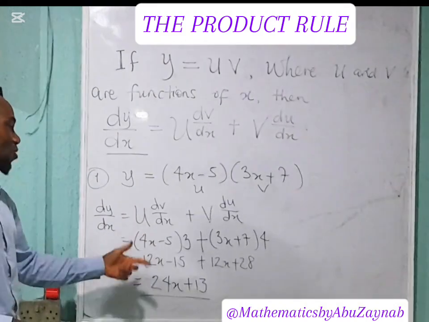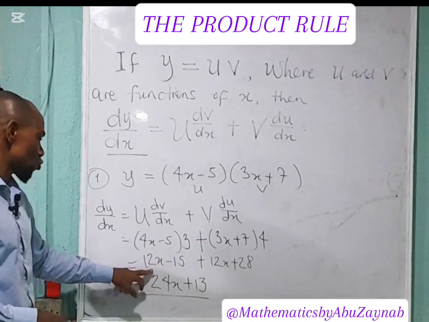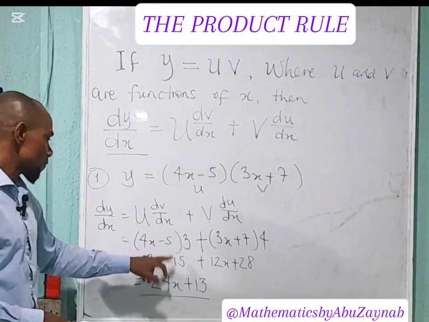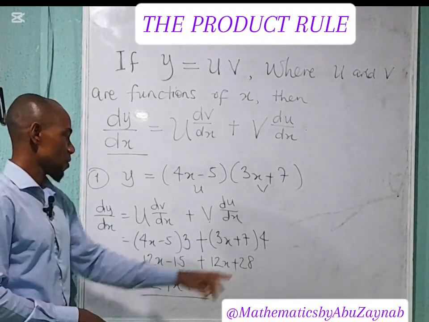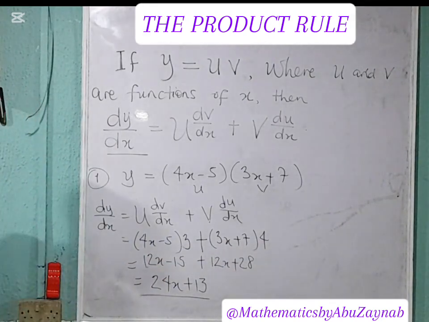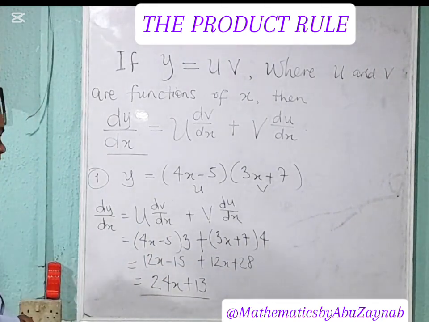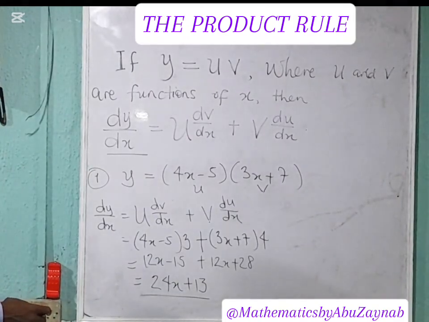After this, as I said, this singular step is actually the differentiation part of it. What follows is algebraic expansion, just to simplify. So 3 by 4x is 12x. 3 by minus 5 is minus 15. Here, 4 by 3 is 12x. 4 by 7 is 28. And at that point, I simply collect like terms. 12x plus 12x is 24x. And 28 minus 15 is simply 13.